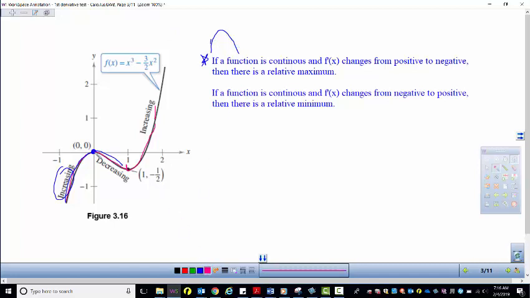If your function is decreasing and goes to increasing, that's a minimum. So my function was decreasing and then increasing. That's a minimum. In the world of derivatives, that means your derivative was negative, and then your derivative was positive. So your derivative was less than 0 and greater than 0.